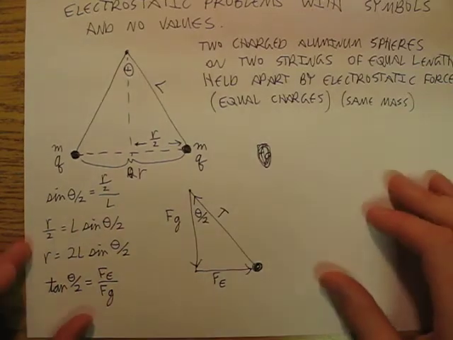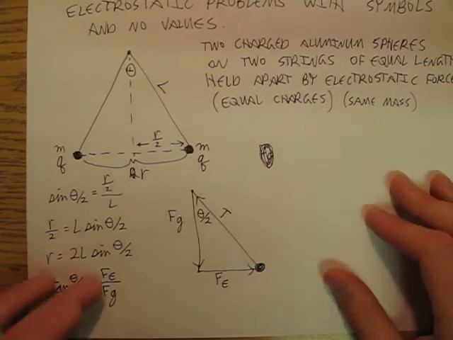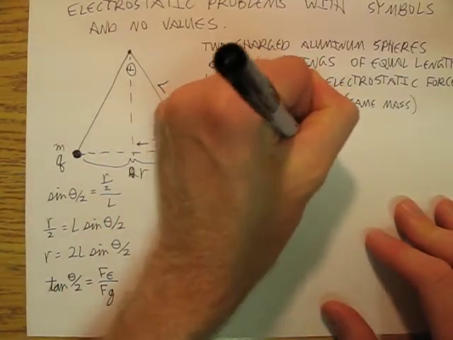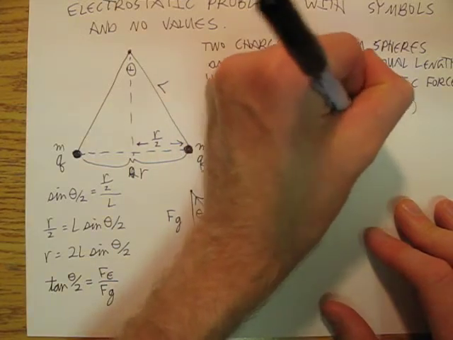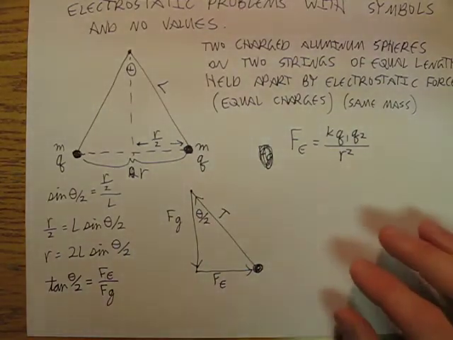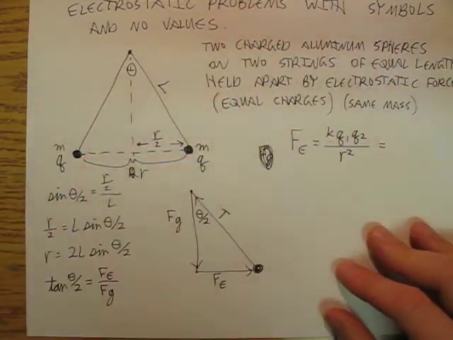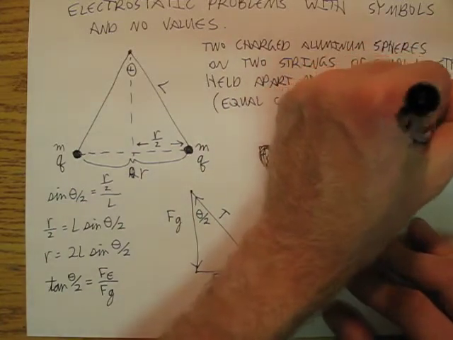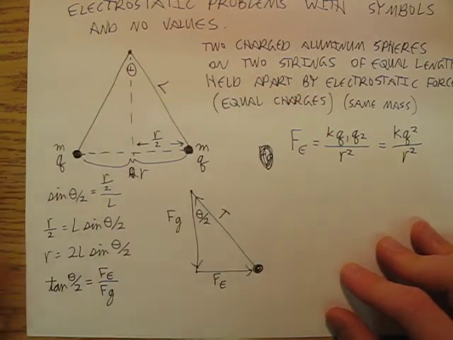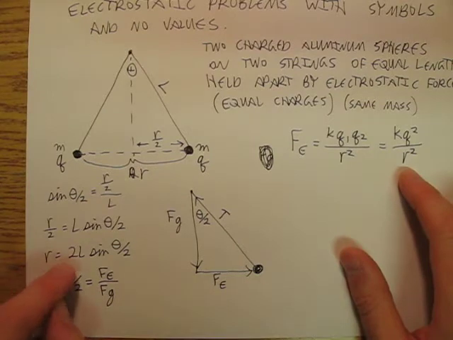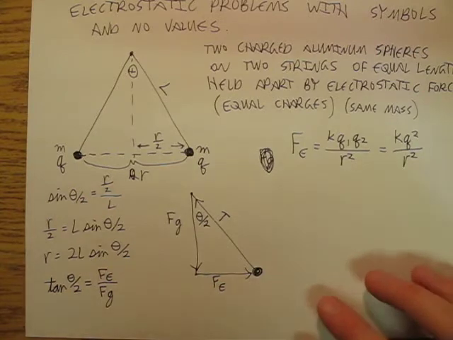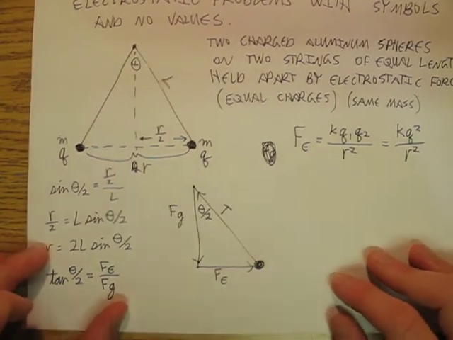Still, where am I going with this? Well, let's start plugging in what we know about force electric. Force electric is k Q1 Q2 over r squared. And we can simplify that down since we know the Q's are the same. It's k Q squared over r squared. And I also know that r is 2L sine theta divided by 2. So I'm going to probably just leave that for a second. I'm going to come back to it.